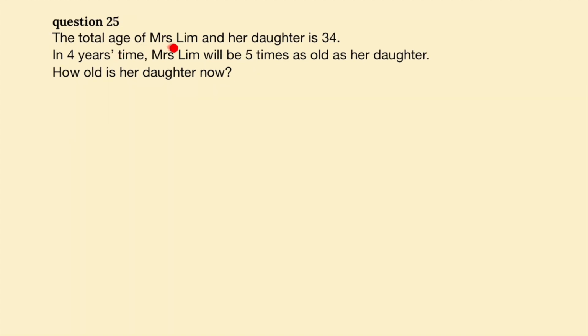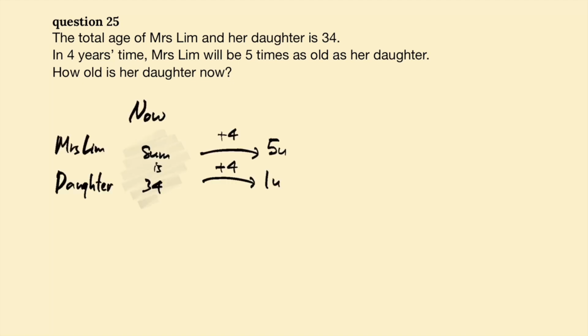The total age of Mrs. Lim and her daughter is 34. In 4 years' time, Mrs. Lim will be 5 times as old as her daughter. Okay, so we don't know what their age right now individually is, but we know the sum is 34. In 4 years' time, which means plus 4, Mrs. Lim will be 5u and the daughter will be 1 unit.